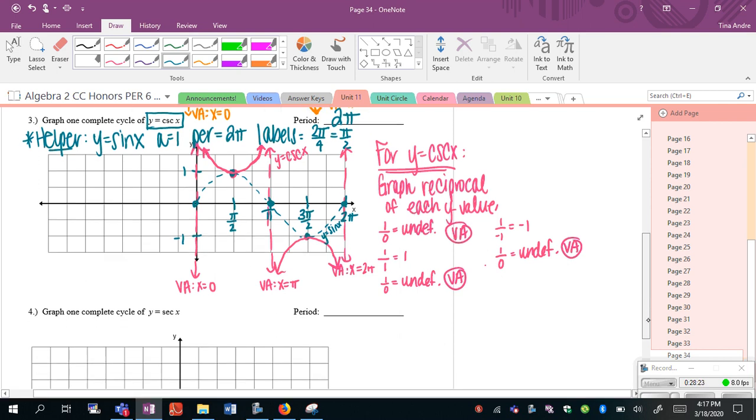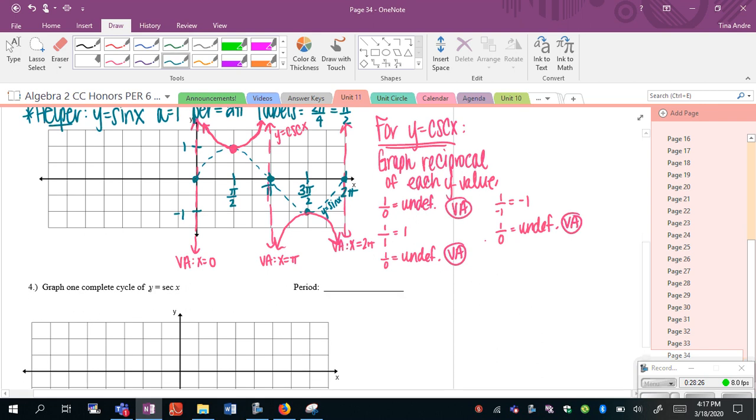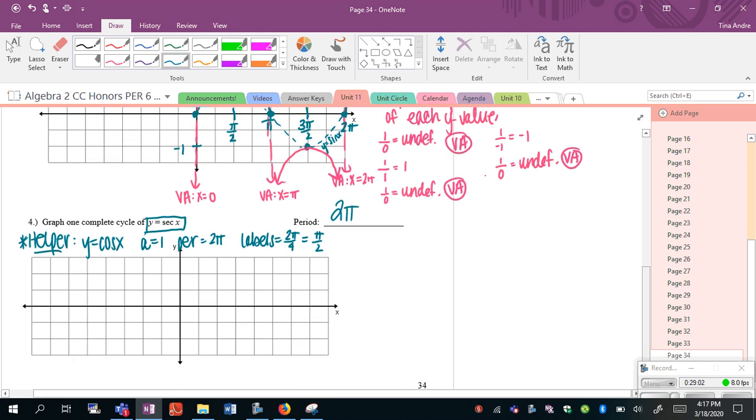The last one we're going to look at here is secant. So secant is the reciprocal of cosine. That means my helper is going to be cosine. So we're going to start off with cosine. It's going to be the same as what we've been doing. So amplitude is 1, period is going to be 2 pi. The labels will be just like before, 2 pi divided by 4, so pi over 2. The period on this is going to be 2 pi, just like cosine, just like sine, just like cosecant. And then we can go ahead and graph it.